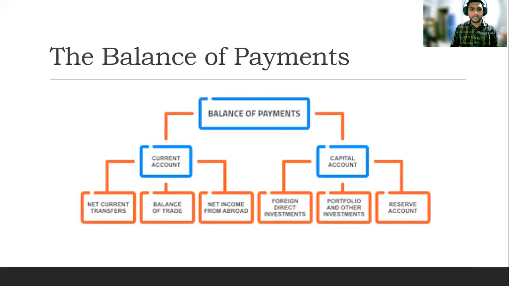The balance of payment. There are two types of balance of payment. One is the current account and another is the capital account. Current account payments include the net current transfers and balance of trade and net income from abroad. And the capital account includes the foreign direct investment, portfolio and the other investment and the reserve account.